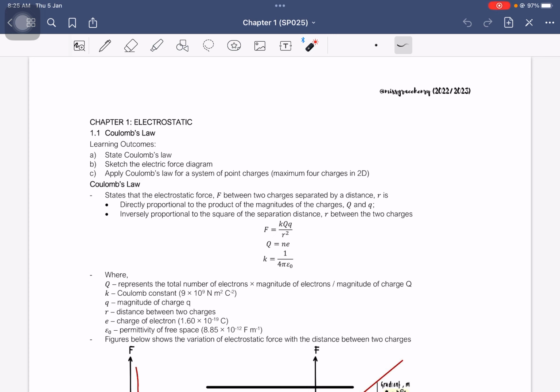Welcome back. Today, we will be entering semester 2 of our syllabus. So the first chapter is on electrostatics, and there are 4 subtopics for this chapter. The first subtopic is on Coulomb's law. In this subtopic, you have to be able to state what Coulomb's law is, sketch the electric force diagram, and apply Coulomb's law for a system of point charges. So maximum 4 charges in 2D.